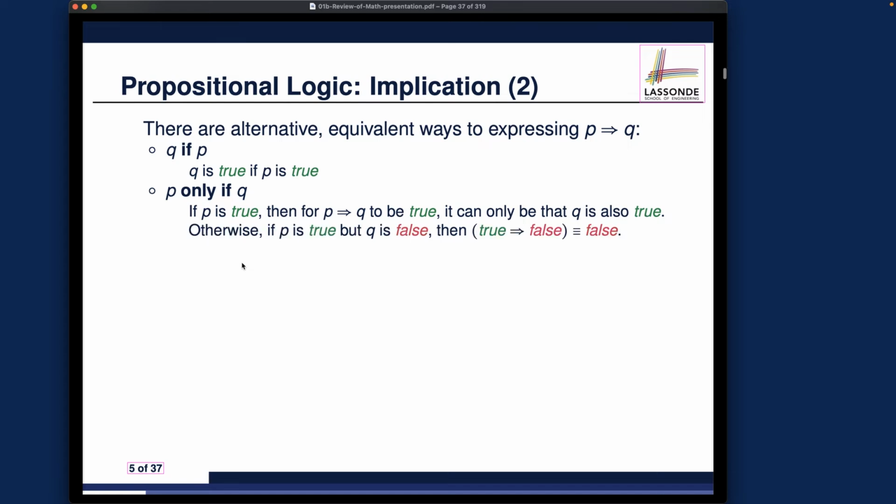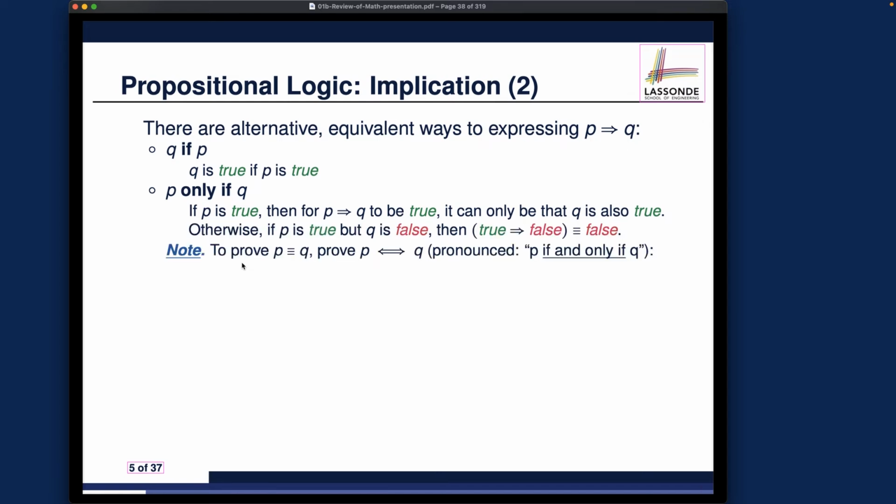That's good. All right. So now let's have a note over here. What I said before, if you want to prove P is equivalent to Q, how can we prove it? We want to prove P if and only if Q. So what do we really mean by P if and only if Q?